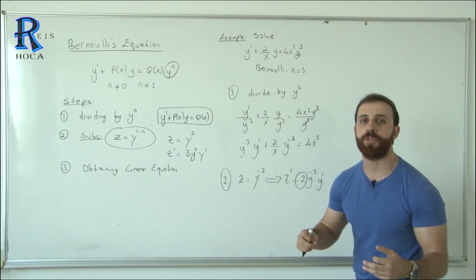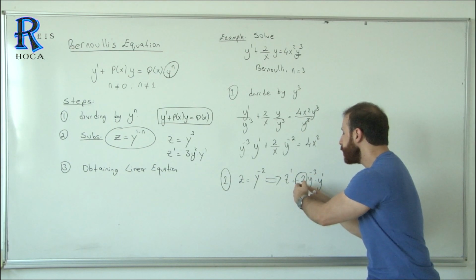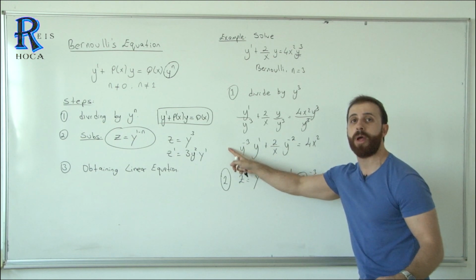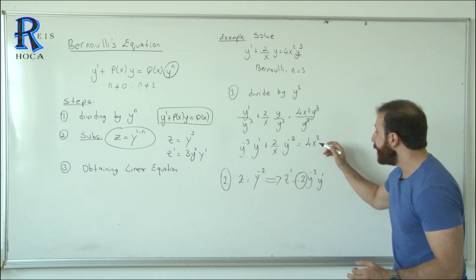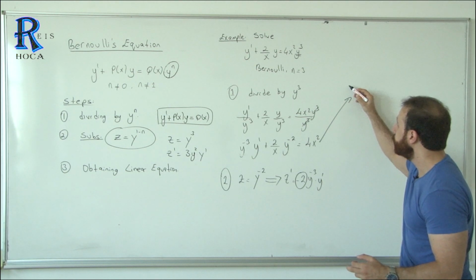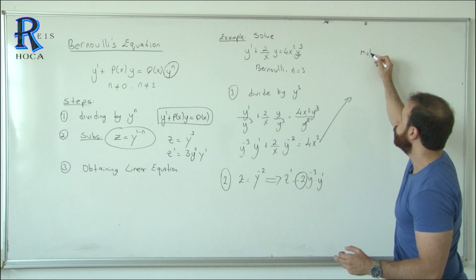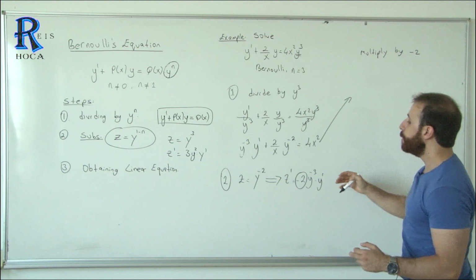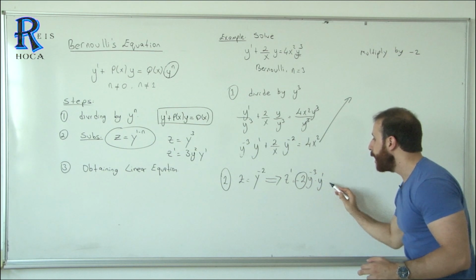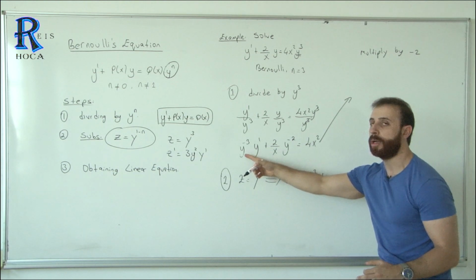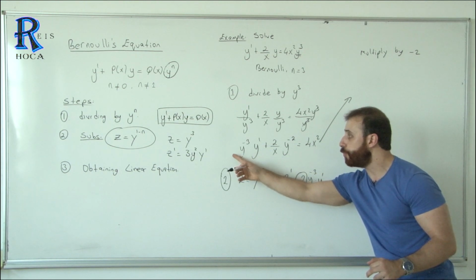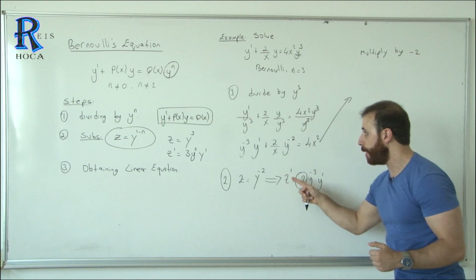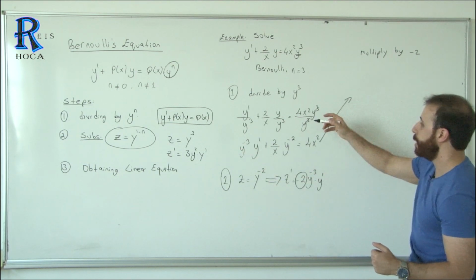Always the same steps for Bernoulli. If here it is minus 3, multiply by minus 3. If it is 1 over 4, multiply by 1 over 4. Here it is minus 2, so let's multiply our equation by minus 2, because your aim is to obtain exactly this part to write z prime. Always the first part will be z prime from the substitution. But there is no minus 2 here. That's why we multiply by minus 2.